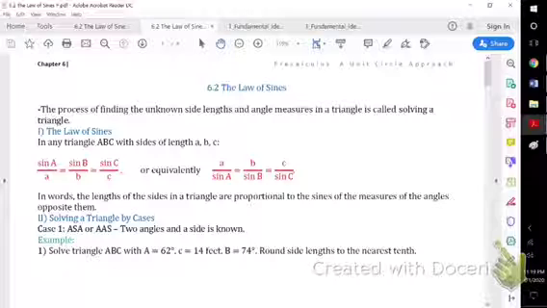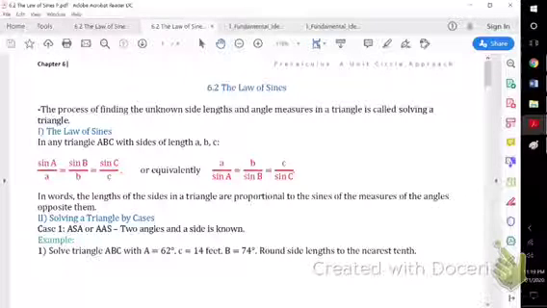Now, this doesn't mean it has to be equal to all three of them, okay? I mean, it will be, but you only need to use 2 of them in order to help you solve it. So you could do sine of A over side A is equal to sine of B over side B. You could use sine of angle A over side A is equal to sine of angle C over side C. You don't have to use all 3 of them. Okay, so what this is telling us is that the lengths of the sides of the triangle are proportional to the sines of the measures of the angles opposite of them. And so they have a couple cases here.